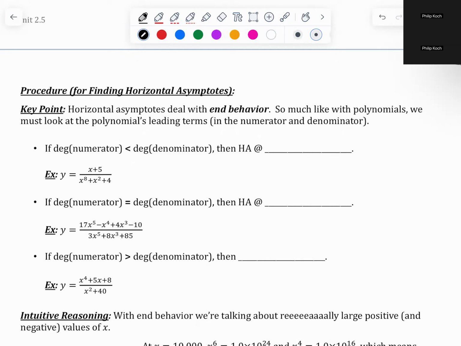But this time, we're not dealing with just one polynomial, we're looking at both polynomials. So you're looking at the leading terms' degrees. Every textbook has this as a three-part theorem, essentially, a thing that you need to memorize, but I'll show you how you don't necessarily need to do that. If the degree of the numerator is less than the degree of the denominator, then there is an HA, a horizontal asymptote at y equals 0. Looking at this one, the numerator is degree 1, and the degree of the denominator is degree 8. So there must be an HA at y equals 0.